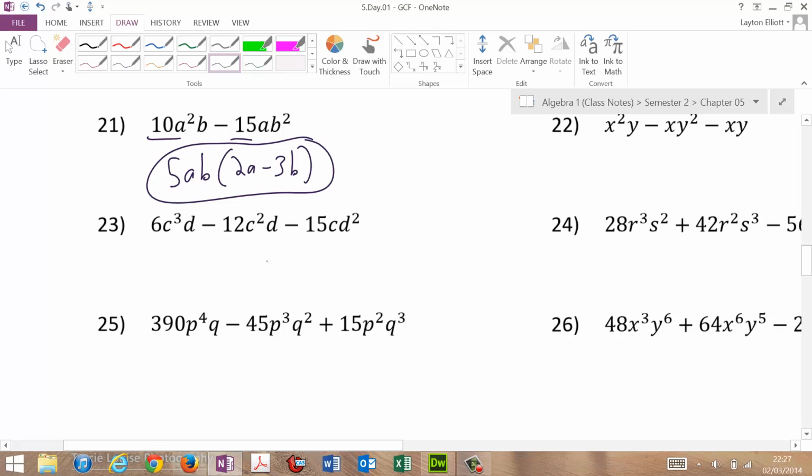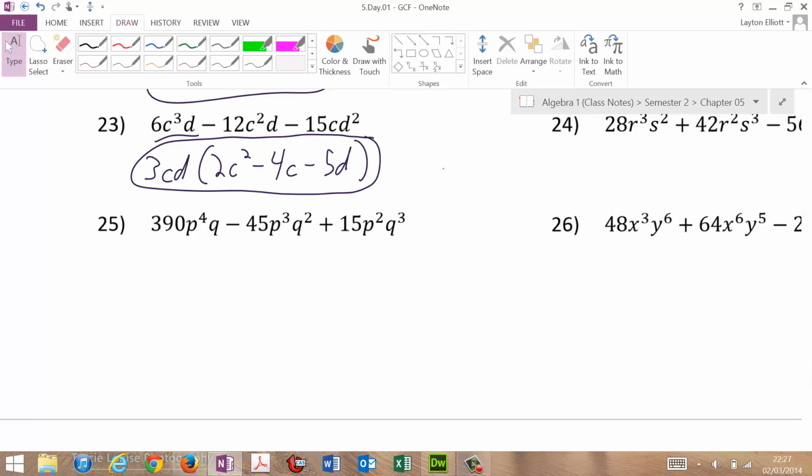23, 6, 12, and 15, I can take out a 3, can't take out a 6. C, my smallest power is a 1, and D, my smallest power is a 1. So I'm going to get, in the first term here, take out a 3 to get 2, divide C in, and I get C squared, and there's no D. Minus, then 4, C divides to get C, then minus 5, D divides, and I get D. That's it.